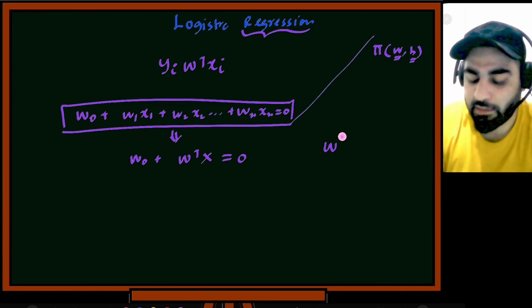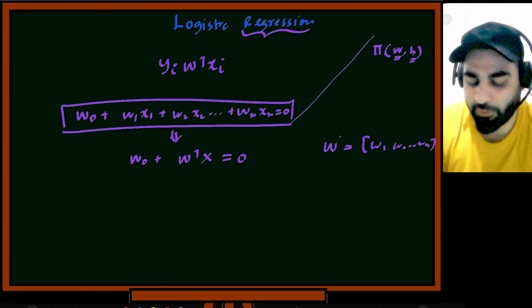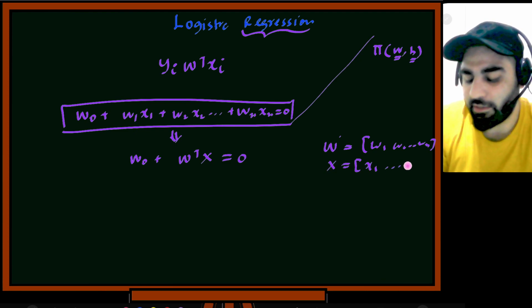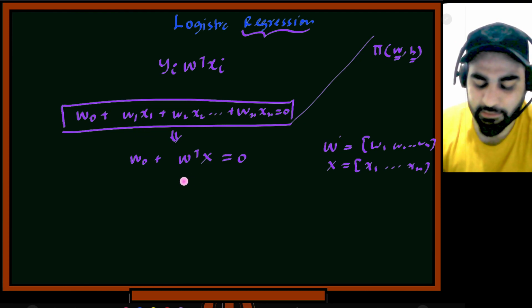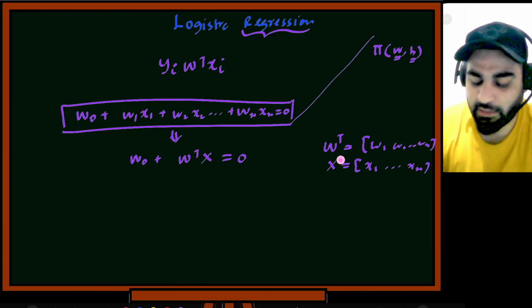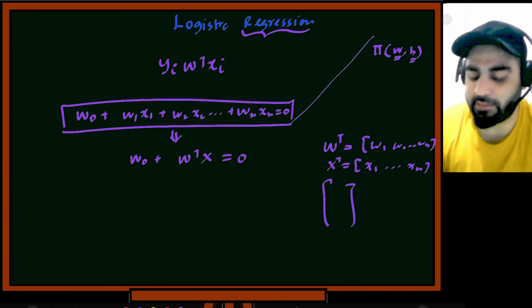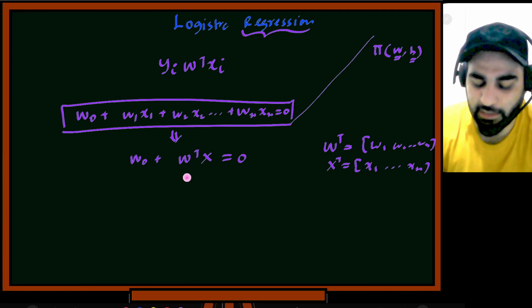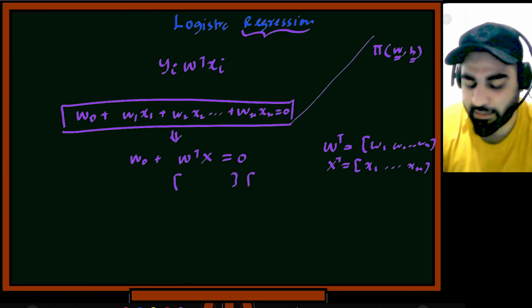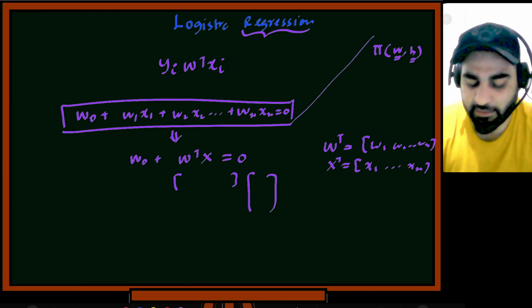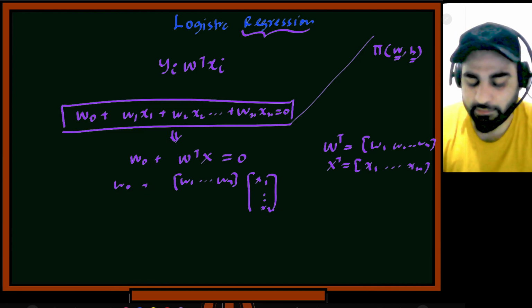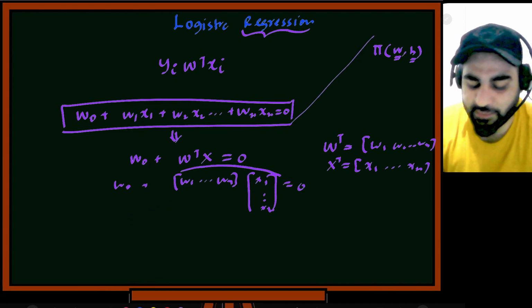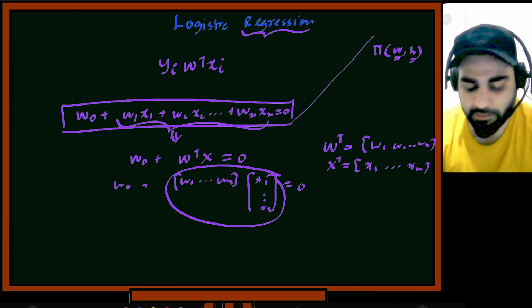So w is equal to w1, w2 and so on till wn, and x here is equal to x1 till xn. That's why we transpose the w. So this is our w transpose, and x basically is a column vector. Now w is like this and x is like this. This is our w1 till wn, this is our x1 till xn, and this is our w naught. This is equal to 0. If you expand this equation, it becomes this.